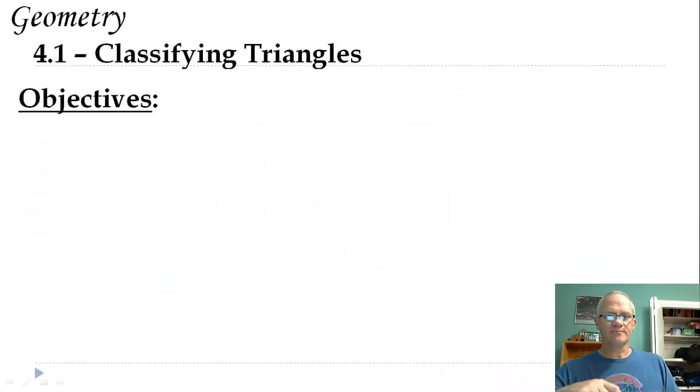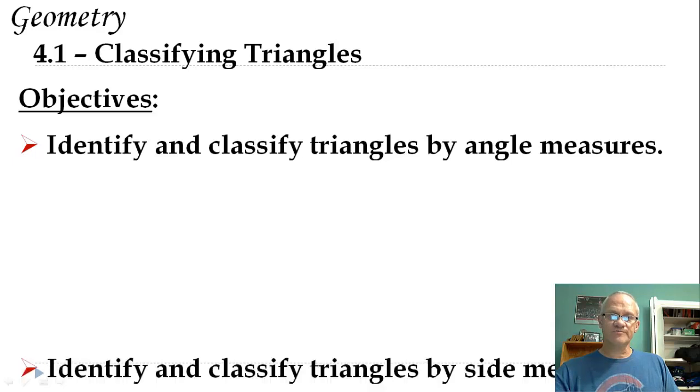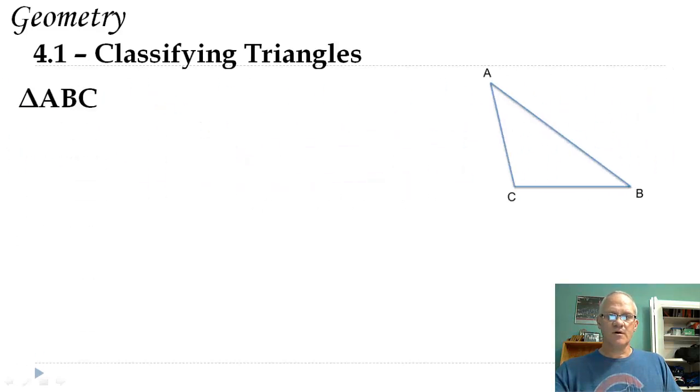Today we're going to talk about triangles. We're in chapter 4, section 1, and we're going to talk about classifying triangles today. First of all, our objectives: identify and classify triangles by angle measures, and then identify and classify triangles by side measures. So first of all, we've got ourselves a triangle over here.